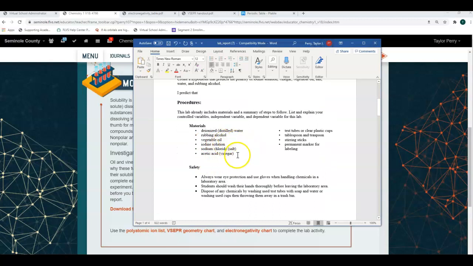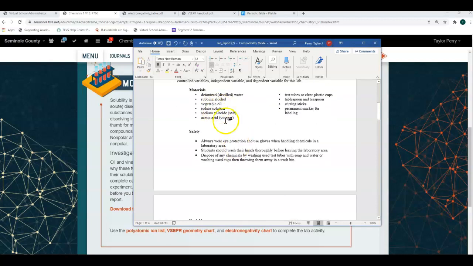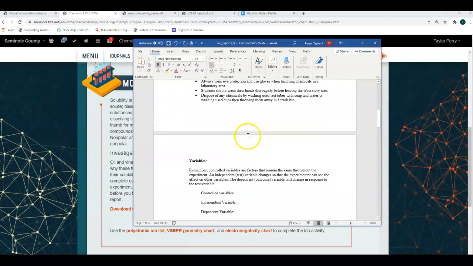Shows you the materials. Obviously, I don't know where they expect you to get iodine solution. Actually, you can get them at the store. I think you can get it in the first aid aisle, but that's okay. We're going to do it anyway, so I'll show you that stuff in a second. Safety, I'm not too worried about safety for this lab. We're using very basic household items, but it's always good practice.